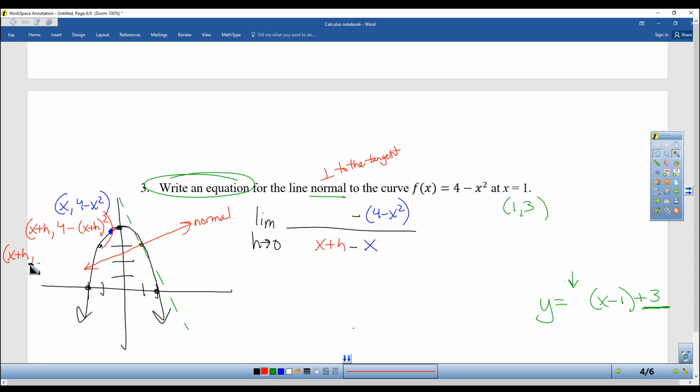So x plus h, 4 minus x squared plus 2xh plus h squared. I know it's getting a little hard to see. I'm going to move it down. X plus h, comma, 4 minus x squared minus 2xh minus h squared. That's what I would write in here. 4 minus x squared minus 2xh minus h squared. You will be better off if you do that over on your graph.